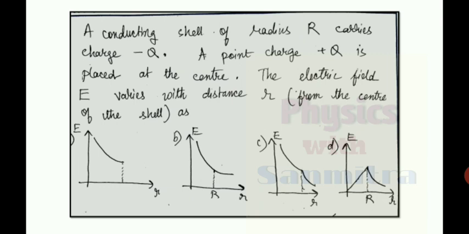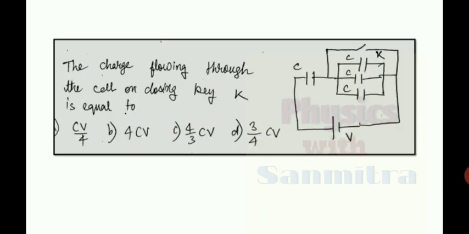A conducting shell of radius r carries charge minus q. A point charge q is placed at the center. The electric field varies with the distance r from the center of the shell. We are asked to plot the electric field. So okay, let's solve this question.